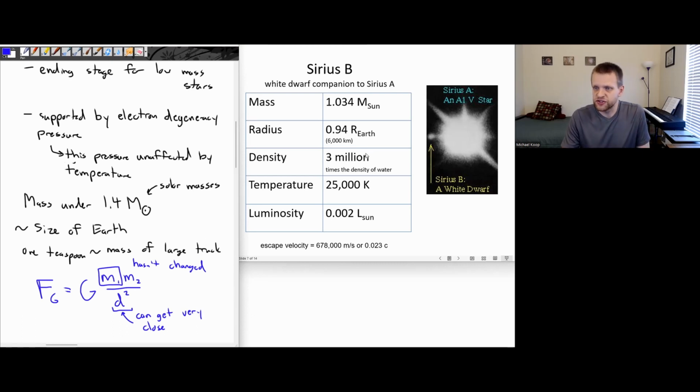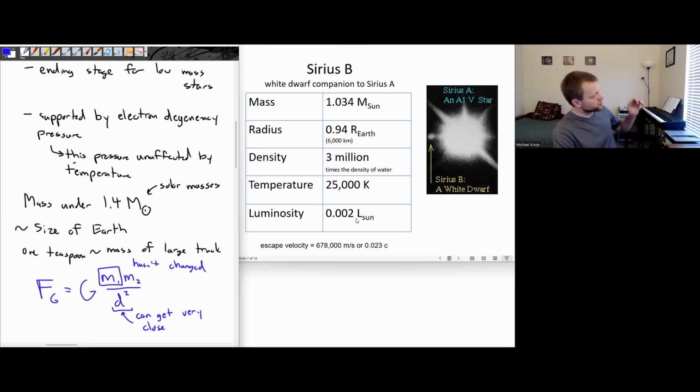So here's an example. This is Sirius B. Sirius A is one of the brighter stars. Actually, I think it's the brightest star in the night sky, but it's actually a binary star system. We have Sirius A, a main sequence star, and Sirius B is a white dwarf. This white dwarf is just a little bit more massive than our sun, a little bit smaller than the Earth. Its density is 3 million times the density of water. It's got a very high surface temperature, very low luminosity.